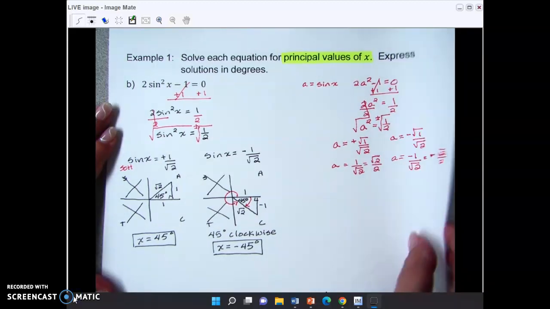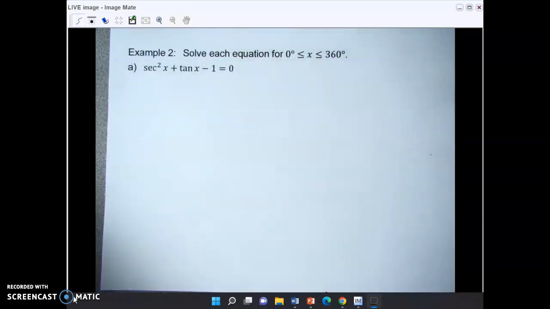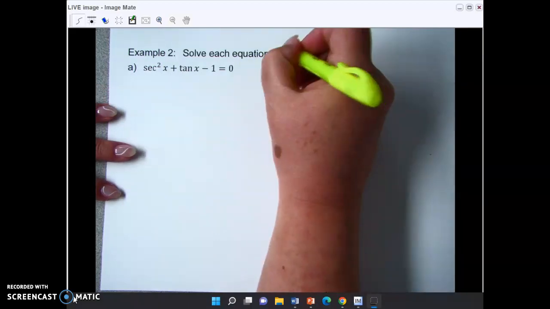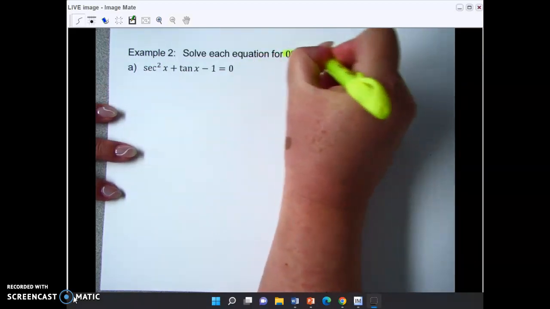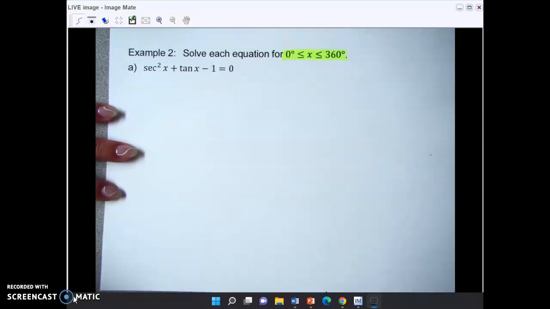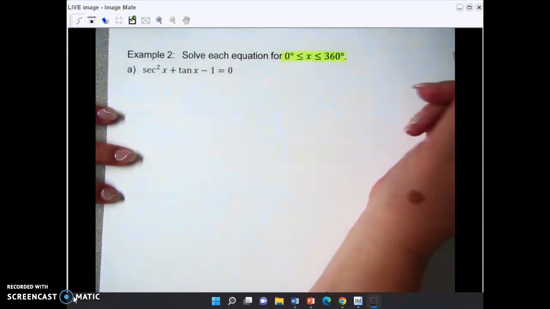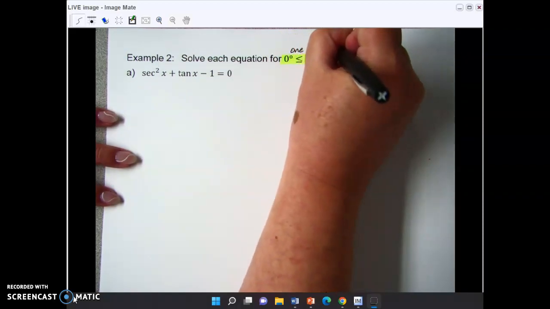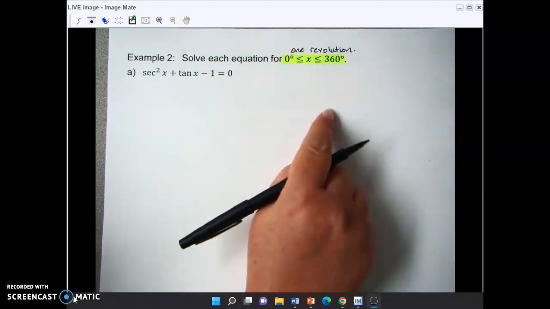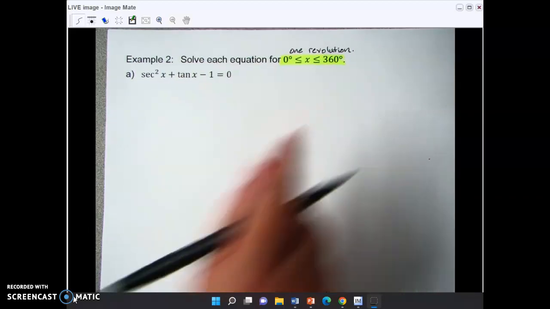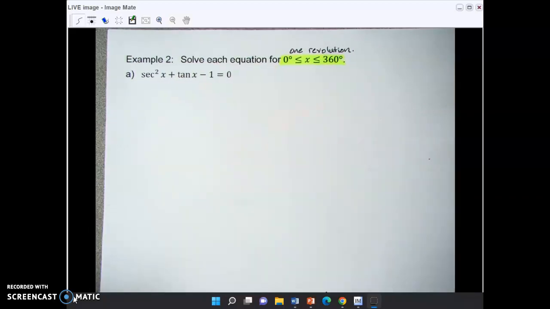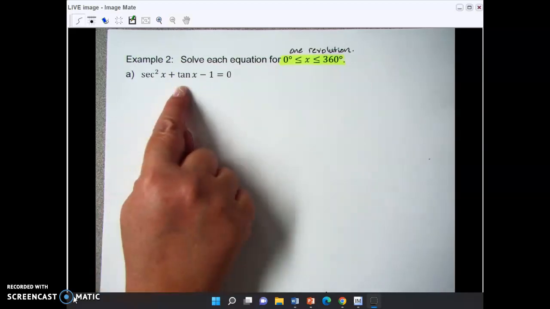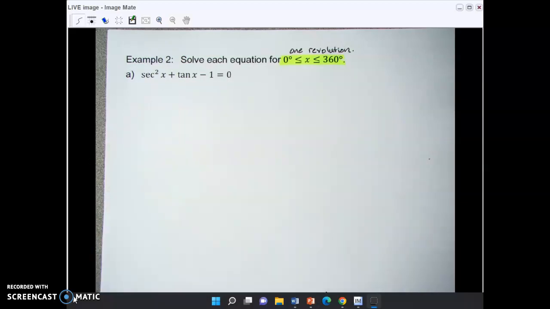So in the next examples, the directions change a little, and instead of saying principal values of x, it's going to say from 0 to 360. So what that means is, what are the answers in one full revolution? Which means instead of getting exactly one answer each time for each section that I'm solving, I can get up to 2. Okay, so in this question here, take a moment to figure out, are my angles the same and are my functions the same?